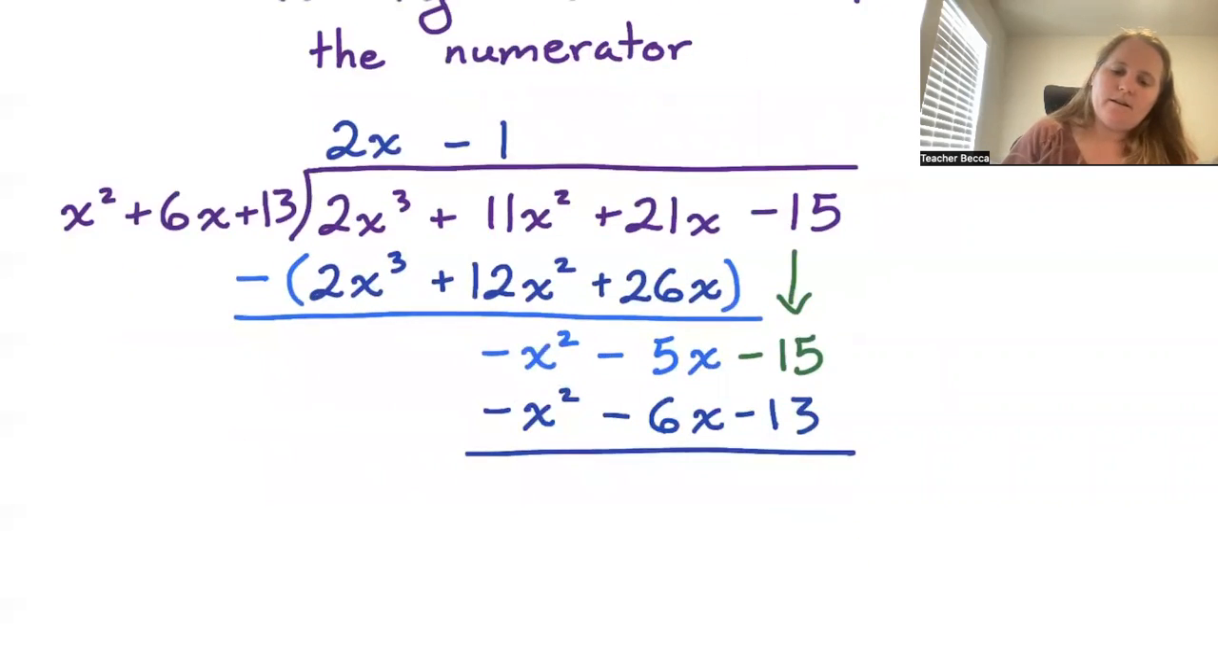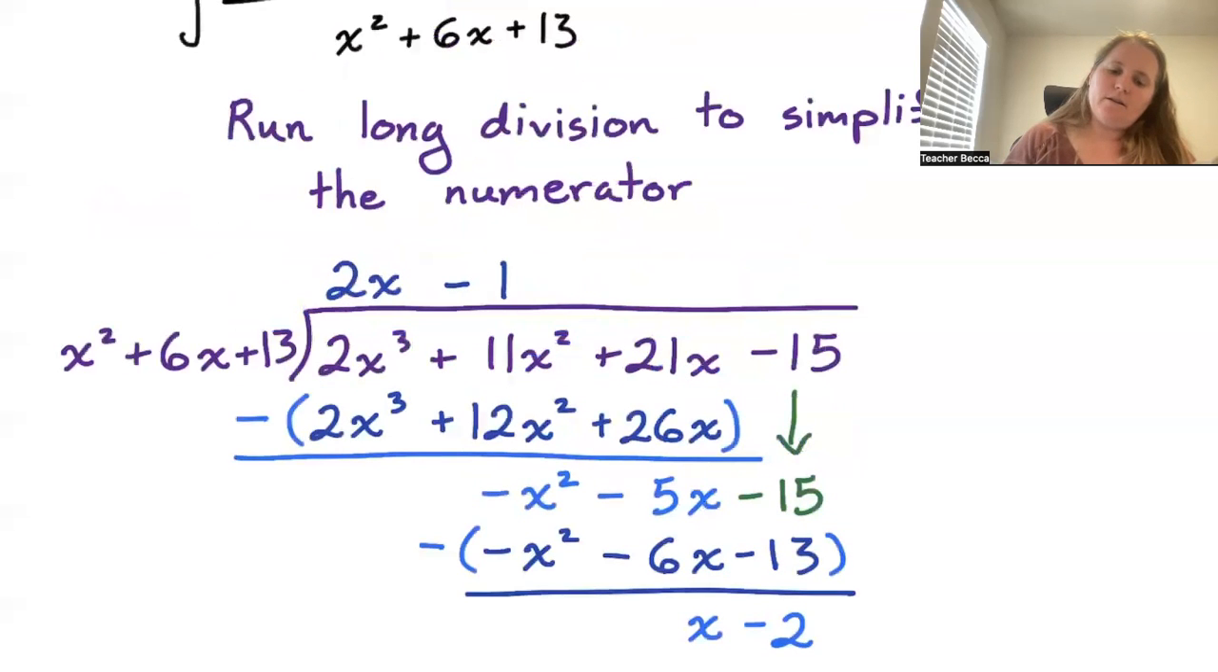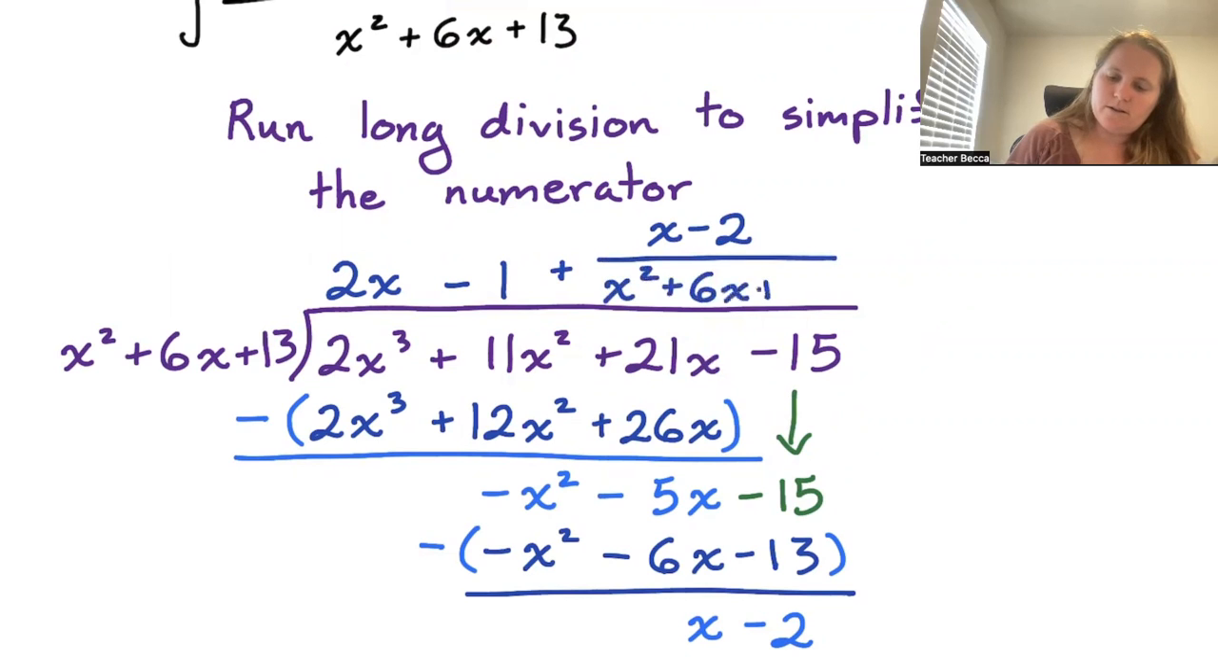If we subtract all of this, negative 5x minus negative 6x is x. Negative 15 minus negative 13 is a minus 2. So we wind up getting, as our simplified answer, 2x minus 1. The remainder is x minus 2, which is still being divided by that x squared plus 6x plus 13.